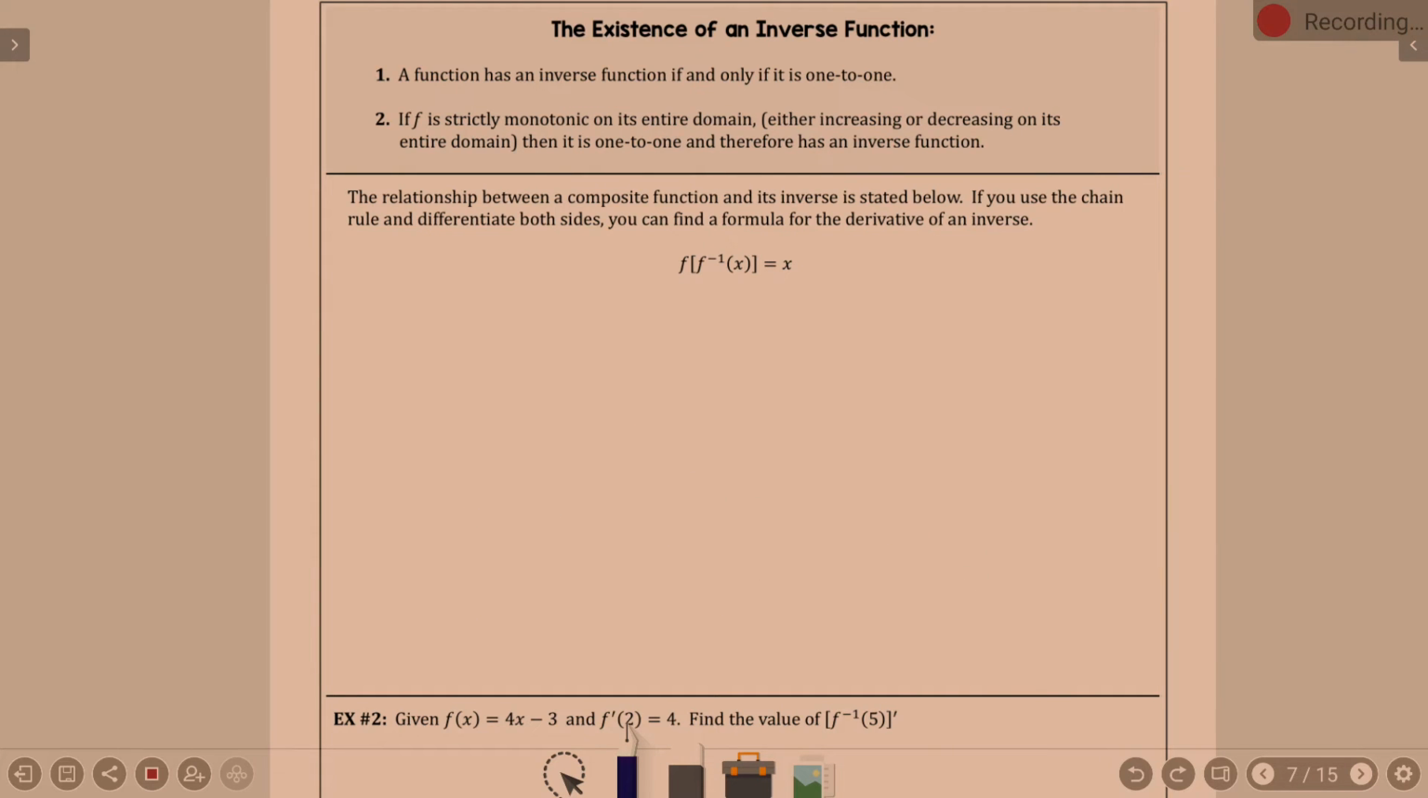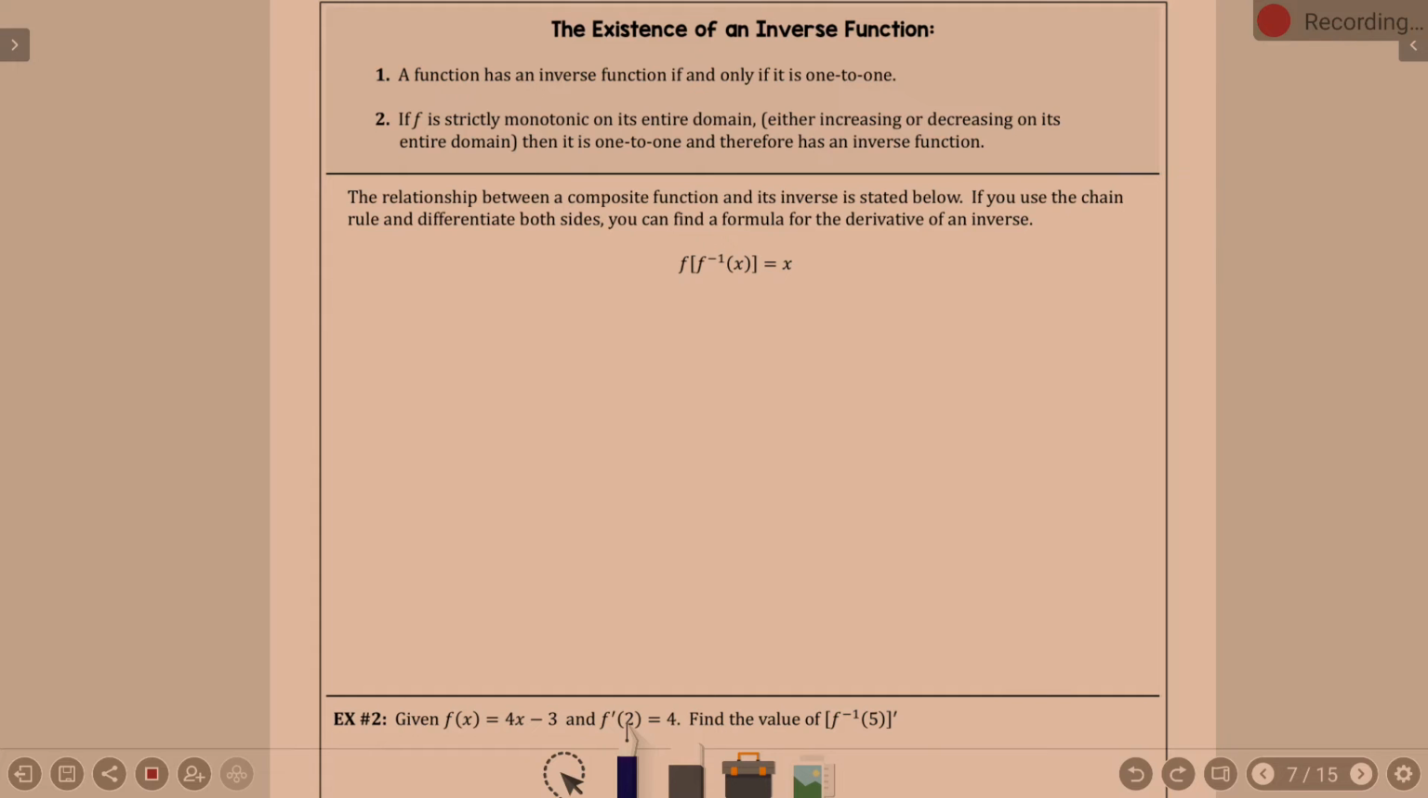Well, that's a lot of space. It is, isn't it? What we are kind of looking at here is we're working on figuring out the formula for an inverse. So, the existence of an inverse function: a function has an inverse function if and only if it is 1-to-1. And so, it has to have a function and it has to have an inverse.